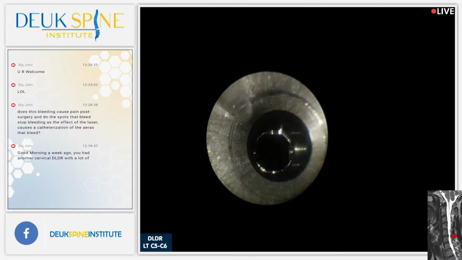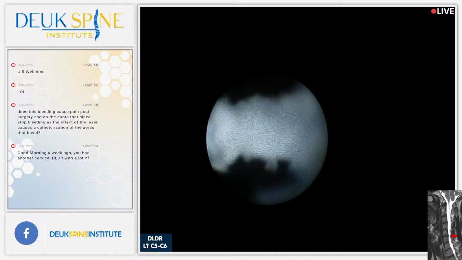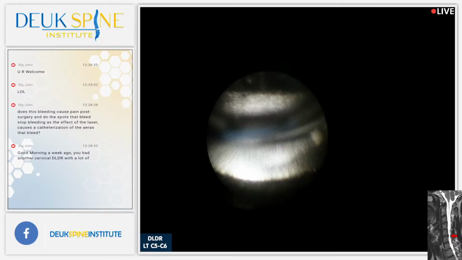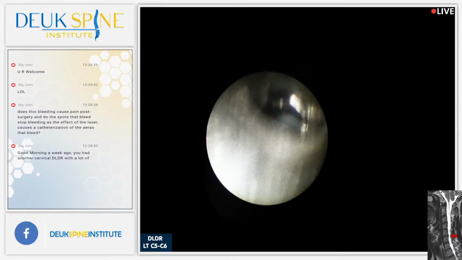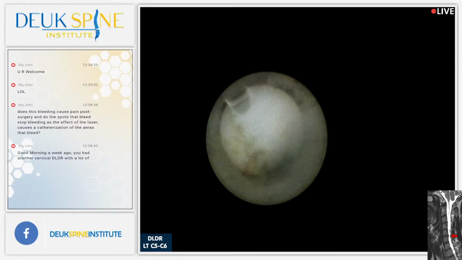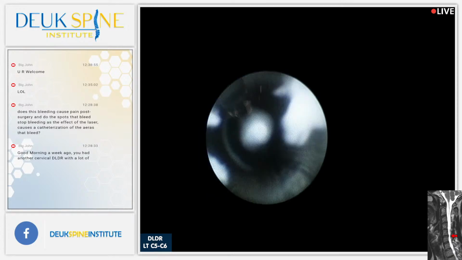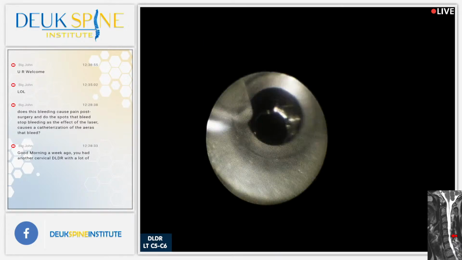So I'm not going to just leave it there. I'm going to try to get it all out because, let's face it, he's here for a reason. He wants to get out of pain, and if I leave that stuff, he may still have pain. So I want to get as much of this disc cleaned out. Look at all these pieces. He must have really smacked his neck pretty good.